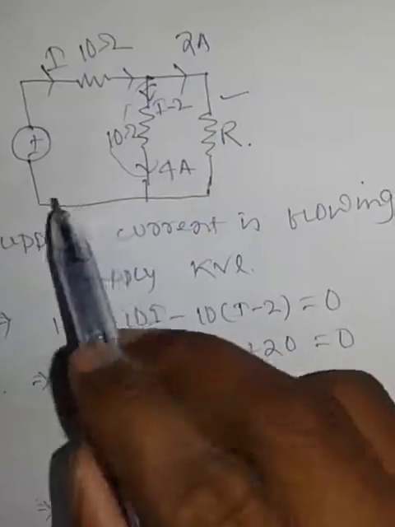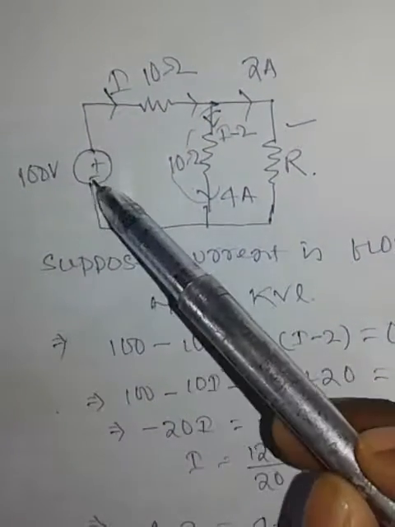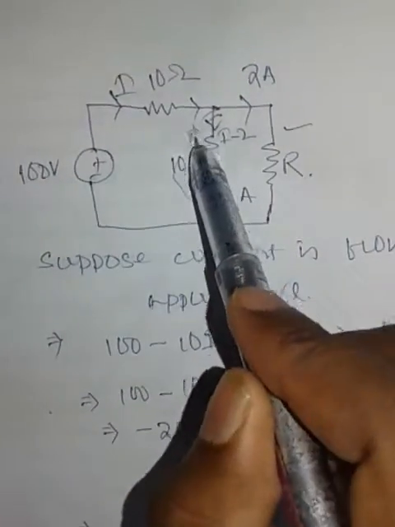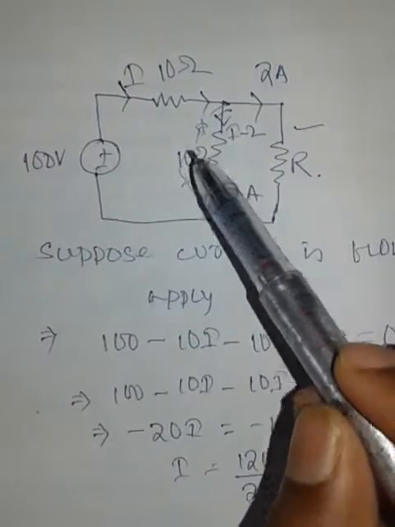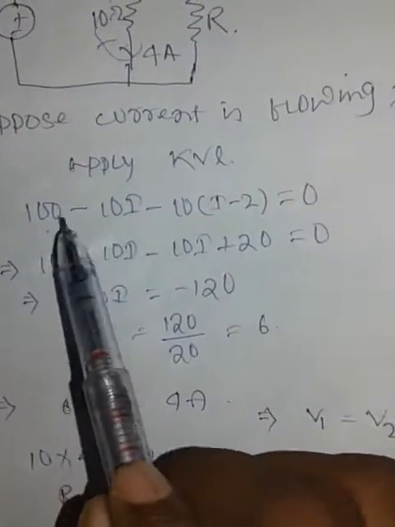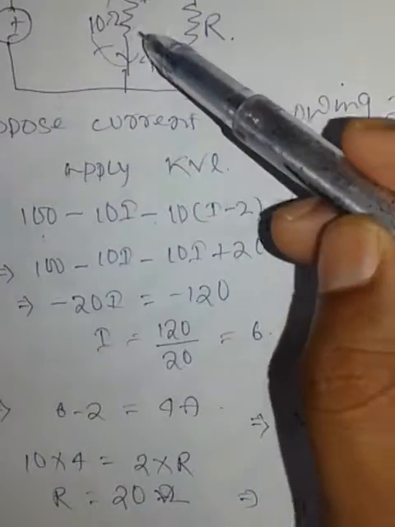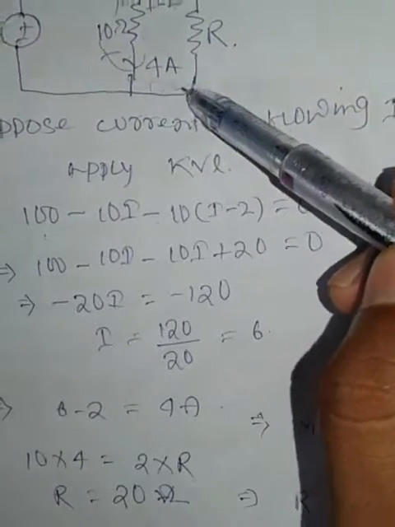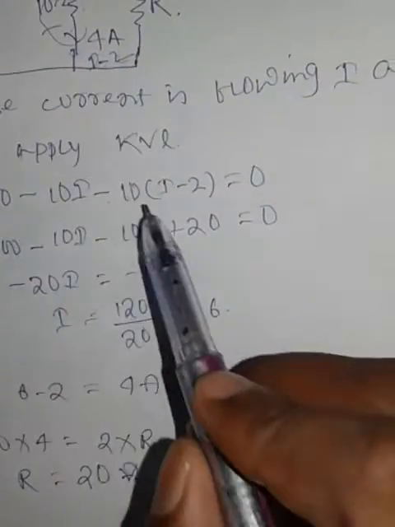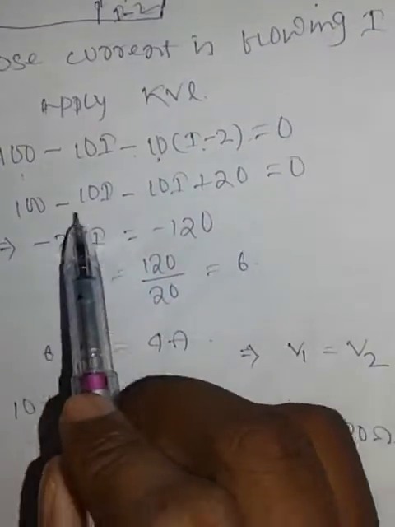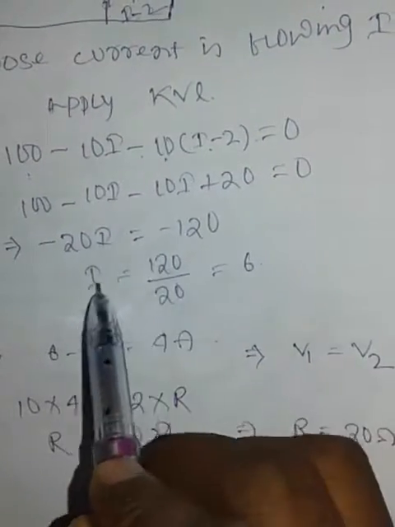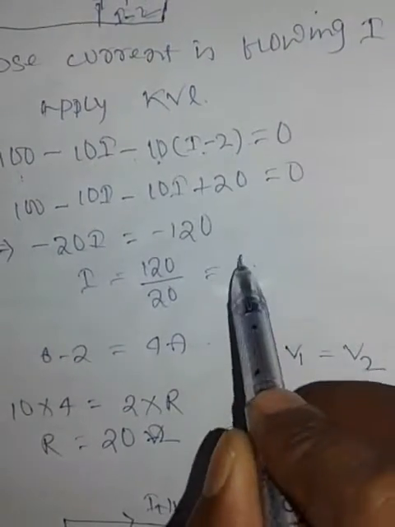Apply the KVL equation here: 100 minus 10 IR minus 10 R, where the current flowing along this will be I minus 2. So 100 minus 10 I minus 10 into I minus 2 is equal to 0. If you solve this, 20I is equal to 120. So I will be 120 by 20, which is 6.